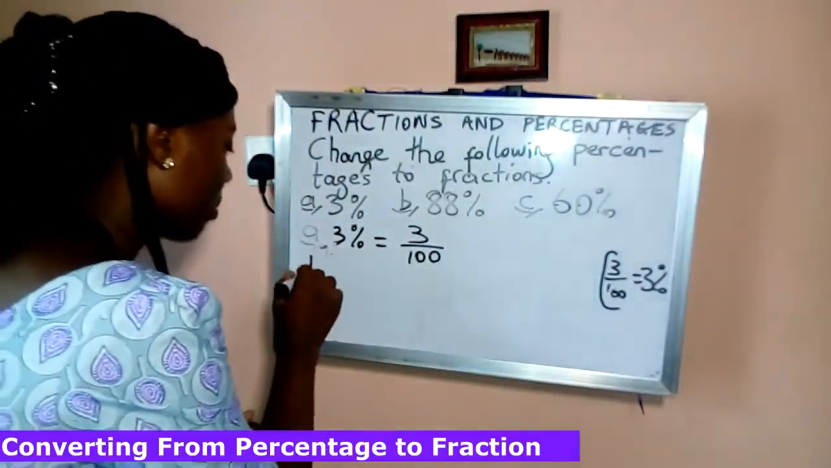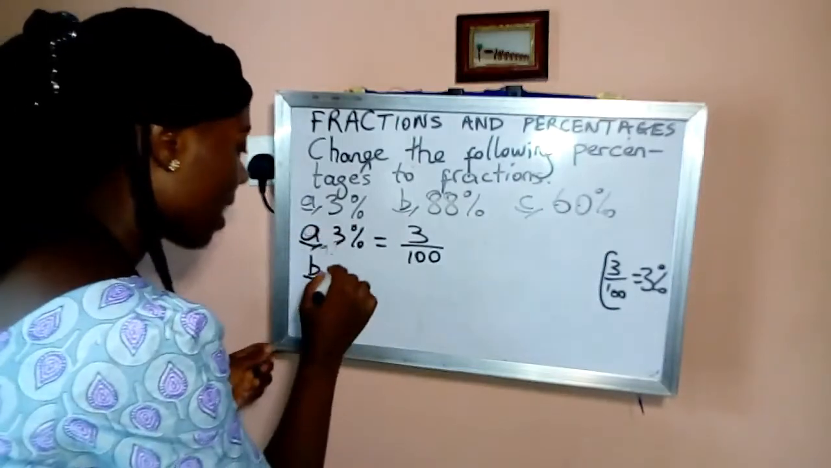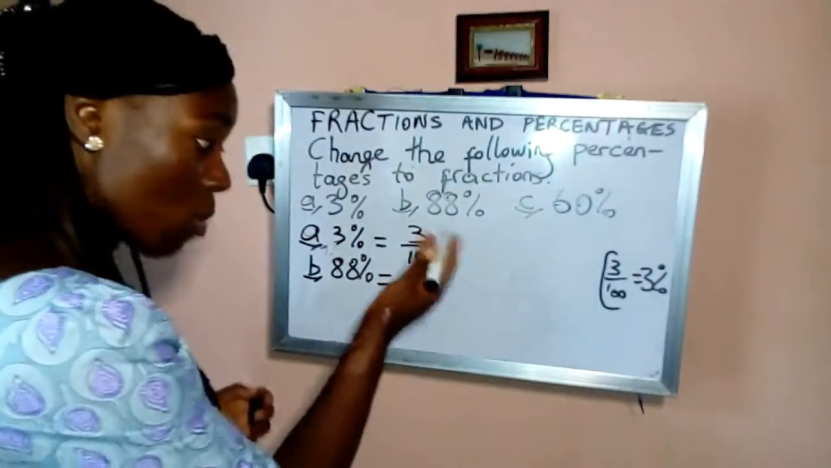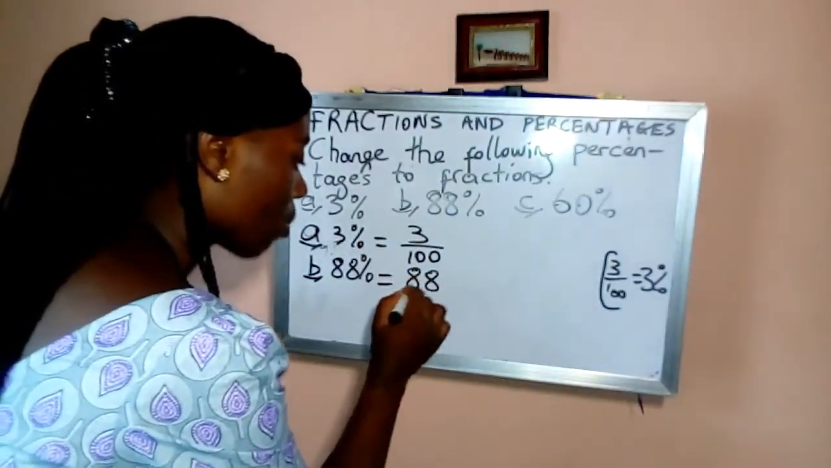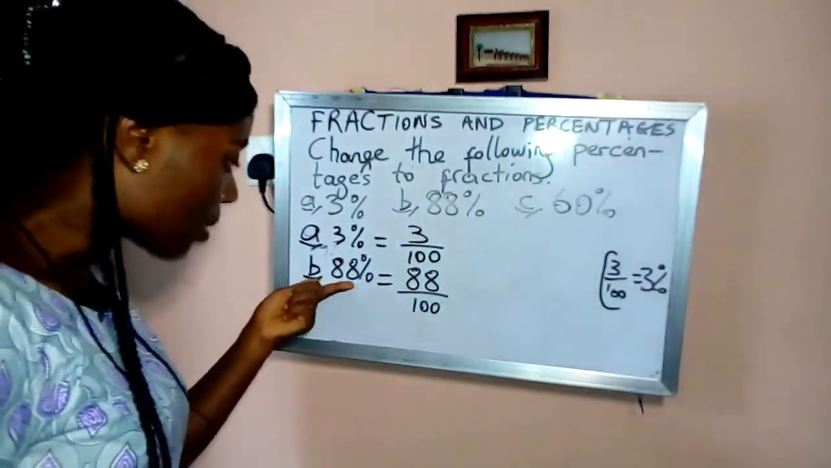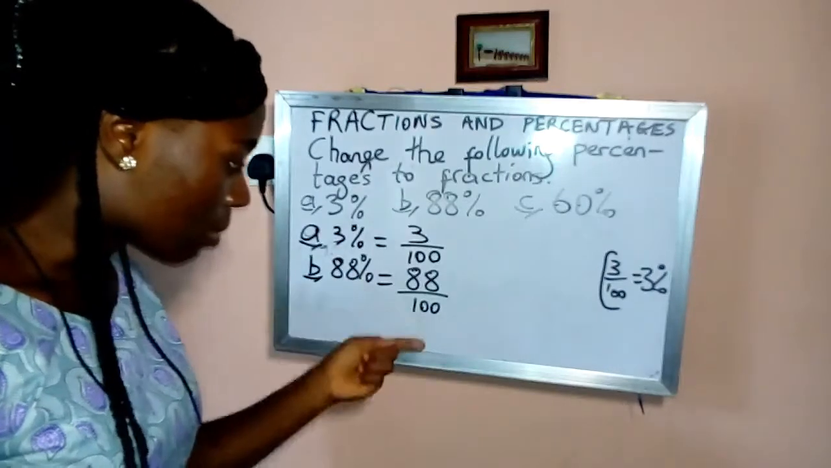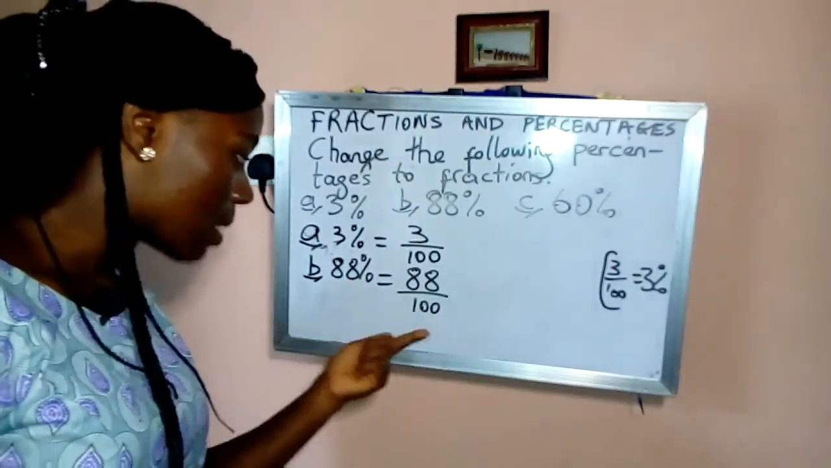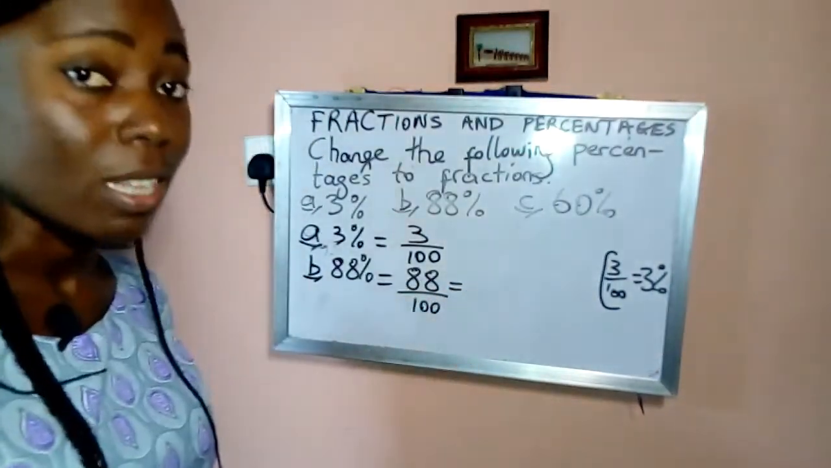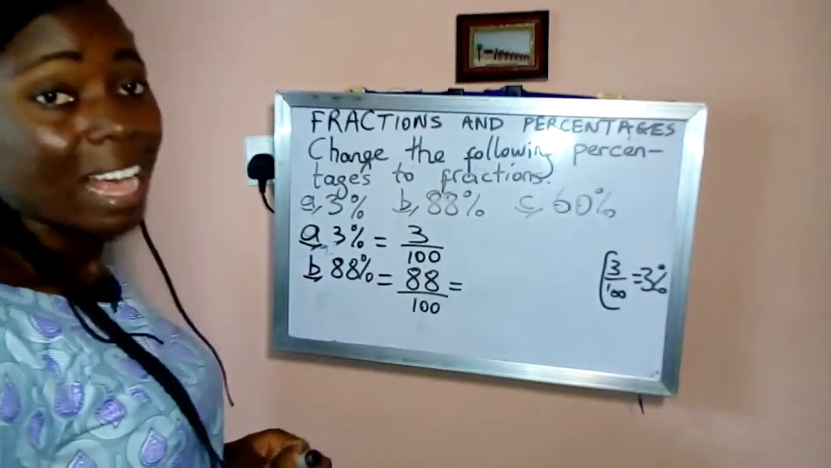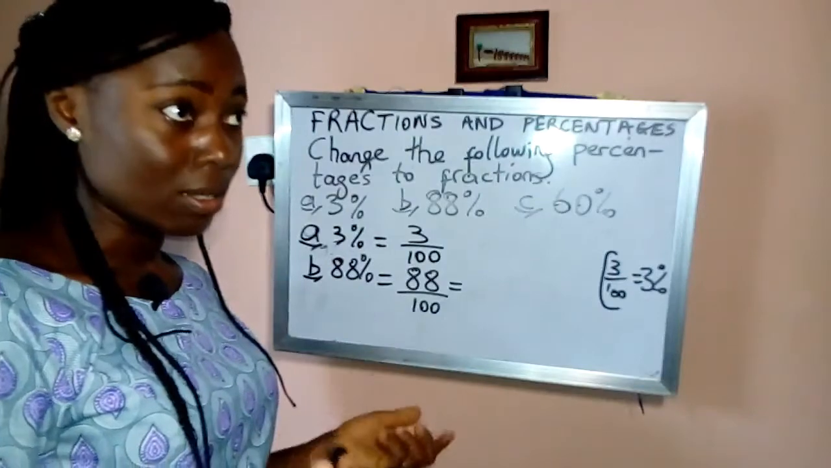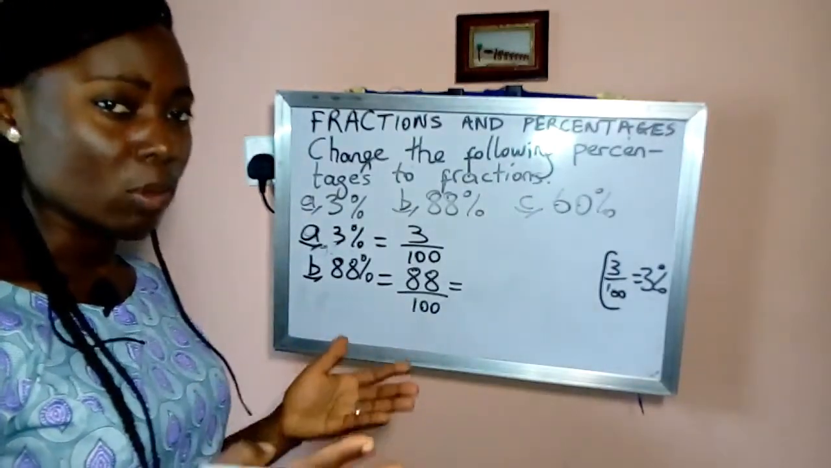Let's see the next one. B. We have 88%. The same way, we have 88 over 100. Why? Because the number in front becomes the numerator, and the percent becomes the denominator, which is 100. Now, is there any number that can go into 88 and 100 without a remainder? Yes. This is an even number, this is also an even number, so a number as small as 2 can divide both of them without a remainder.